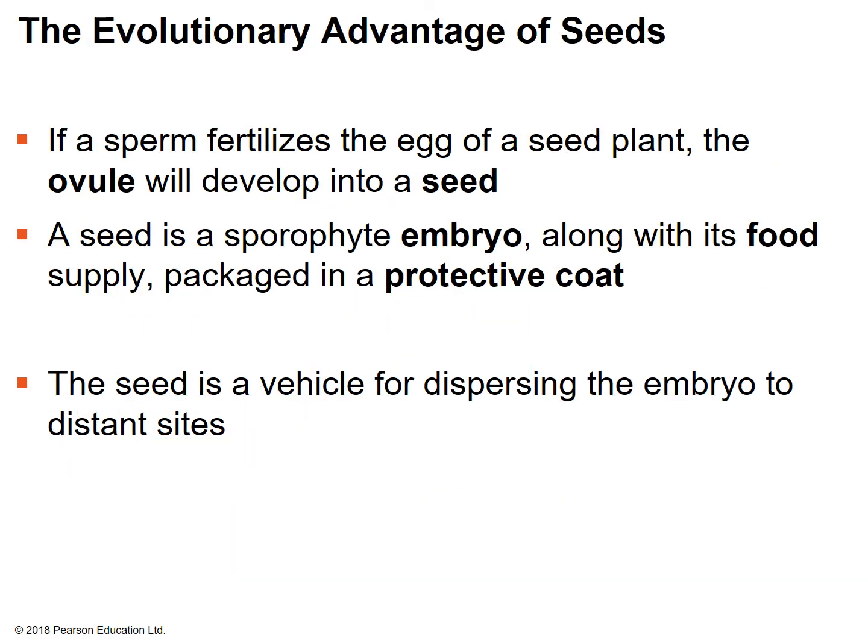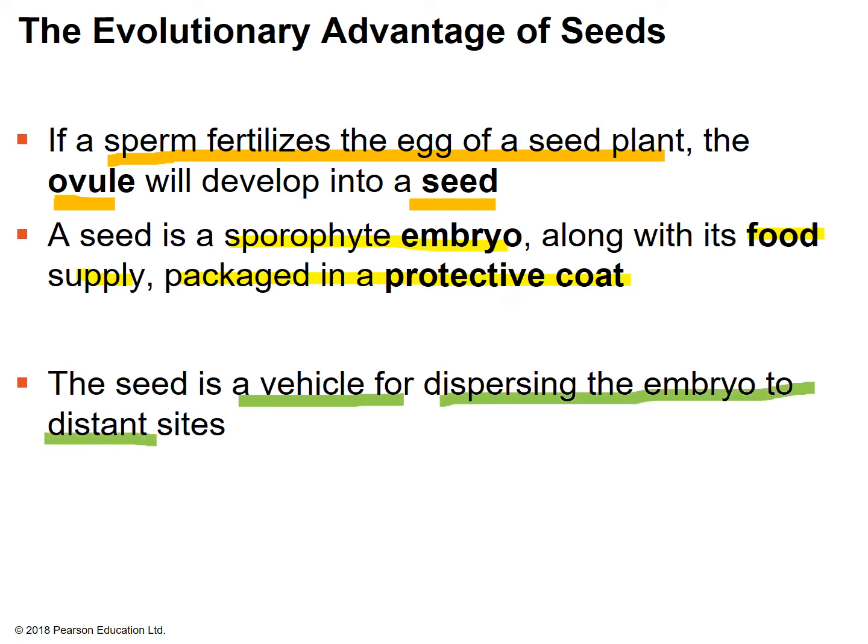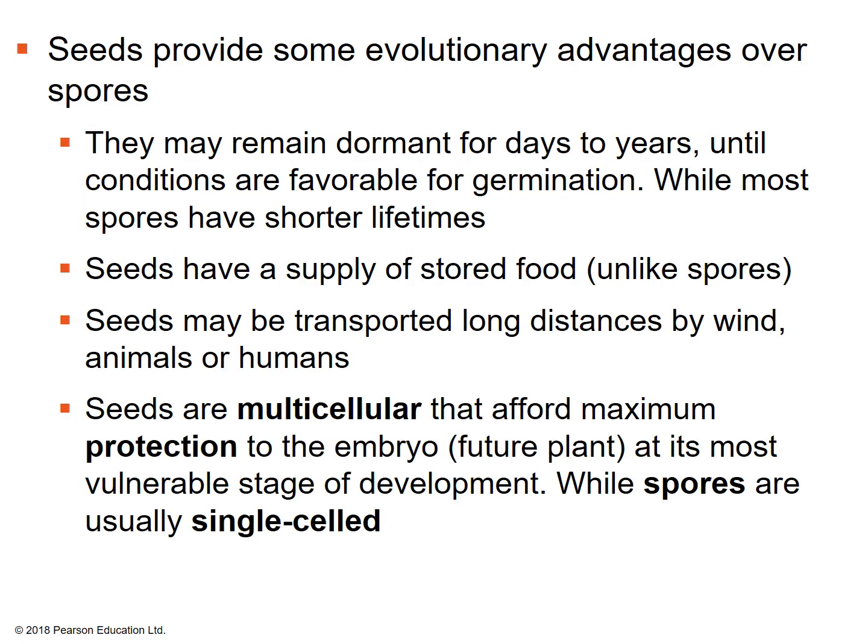If a sperm fertilizes the egg of a seed plant, the ovule will develop into a seed. A seed is a sporophyte embryo along with its food supply packaged in a protective coat. The seed is a vehicle for dispersing the embryo to distant sites. Seeds provide some evolutionary advantages over spores.